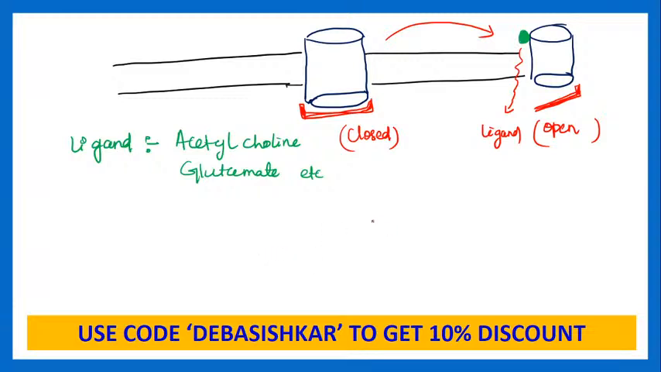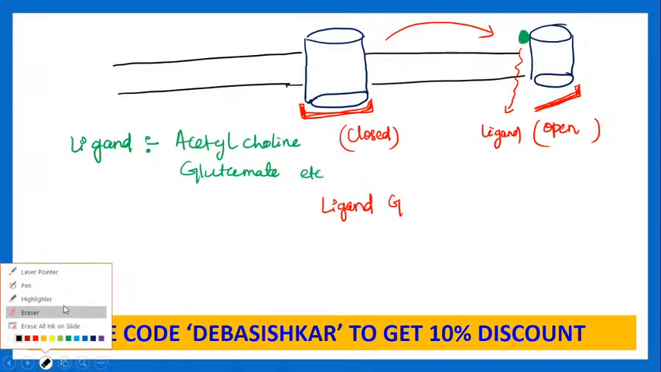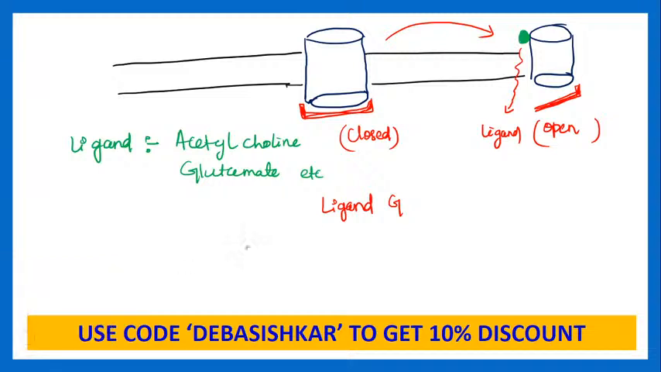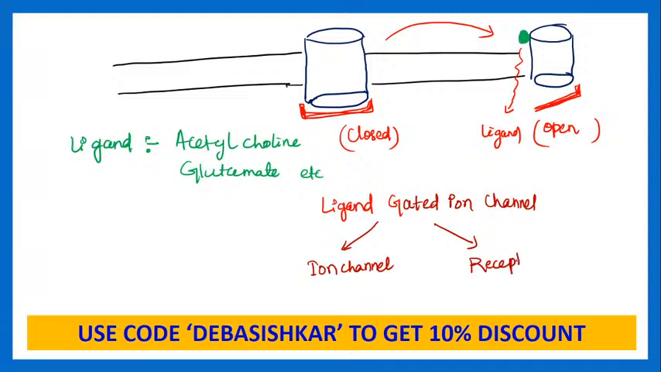So let me tell you another thing. These ligand gated ion channels can work as an ion channel, and it can also be a what? A receptor. How this is happening, I'm going to tell you in just a moment, right? So it can be an ion channel, it can be a receptor.